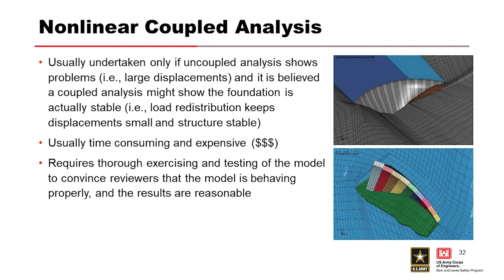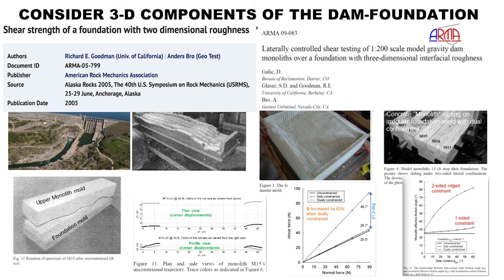On the next slide, we're going to consider 3D components within the foundation. The shear strength with two-dimensional roughness. To test and evaluate the influence of macroscopic 3D foundation roughness, basically the asymmetry of the sliding topography on shear strength under different configurations. So you want to adjust the model to one with no lateral constraint, one with a one-sided constraint, one with a loose two-sided constraint, and one with a rigid two-sided constraint.